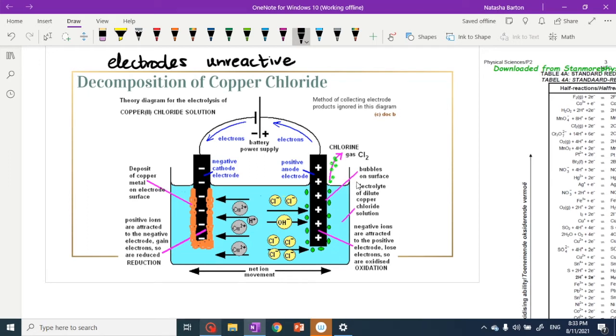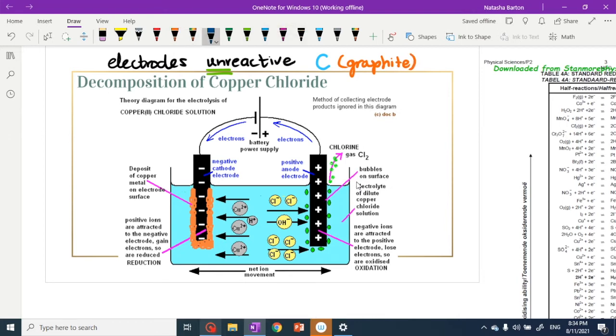Unreactive electrodes simply means that the electrodes themselves do not take part in the reaction. They are just there to complete the circuit, to allow the charge to flow into the liquid and out of the liquid. That is what your electrodes are here for. Unreactive means they do not react. So types of unreactive electrodes that you will come across are carbon electrodes, specifically in the form of graphite. Graphite, like your pencil lead, is able to conduct electricity.